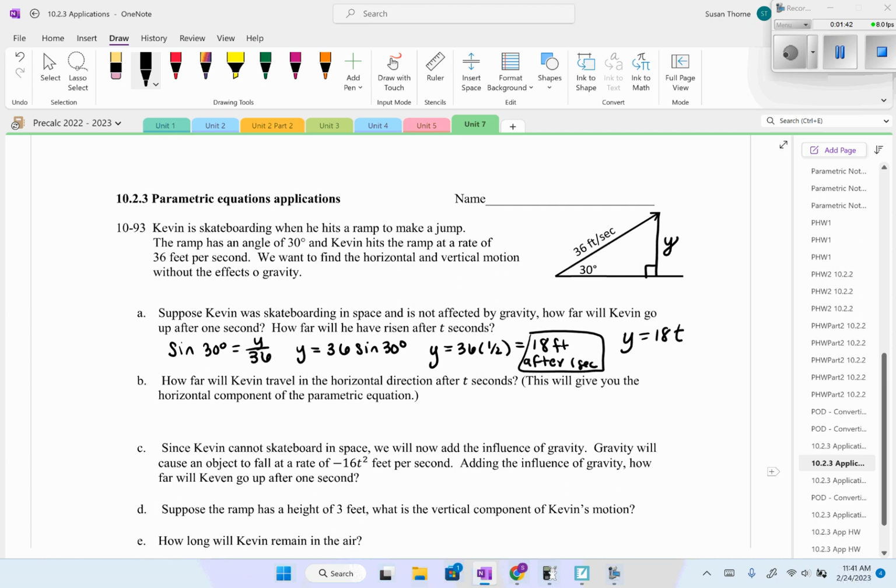How far will Kevin travel in the horizontal direction after t seconds? So if we want to figure out the horizontal distance, that would be here. So that's the adjacent, and we have the hypotenuse, which is cosine. So the cosine of 30 degrees equals the adjacent over hypotenuse. So this would be x equals 36 times the cosine of 30 degrees. And it says after t seconds, so we would just be multiplying this by t. And then we can simplify that because we know that the cosine of 30 is root 3 over 2. So 36 times root 3 over 2 is just 18 root 3 times t.